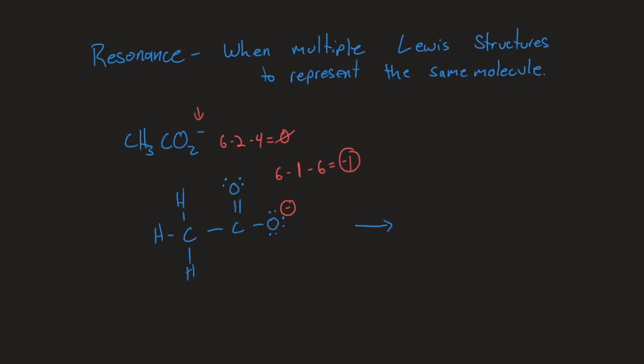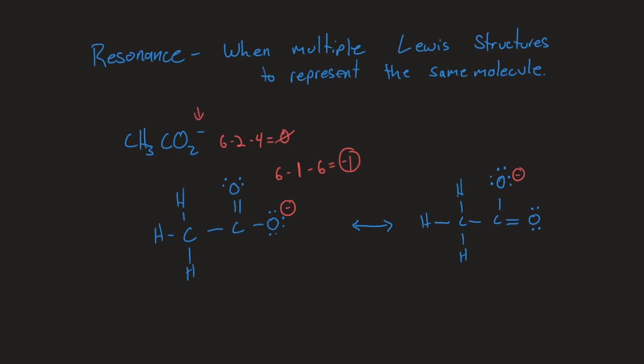Now, when I drew this structural formula, I just decided to use the top oxygen to make a double bond with carbon. Why didn't I use the bottom oxygen to make a double bond with carbon? The truth is, both of those are valid Lewis structures, and so to completely represent the molecule, I need to draw both. I'm going to complete the octets just like I did before, and I'm going to complete the formal charge where I put a negative sign on the oxygen that has one bond and 3 lone pairs.